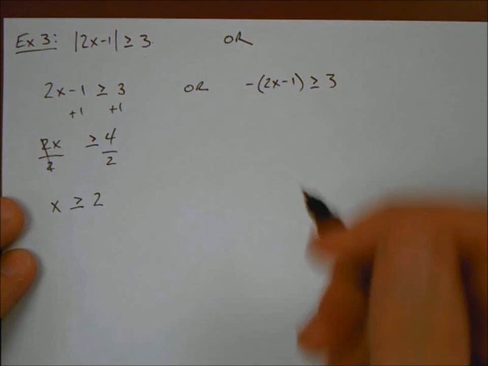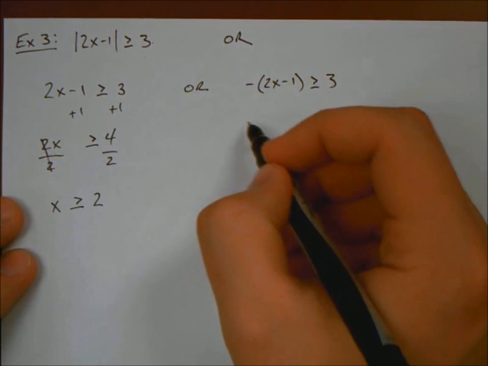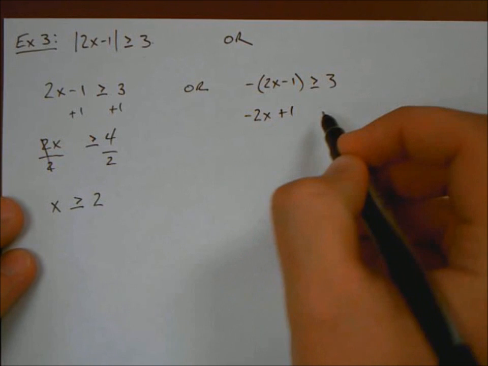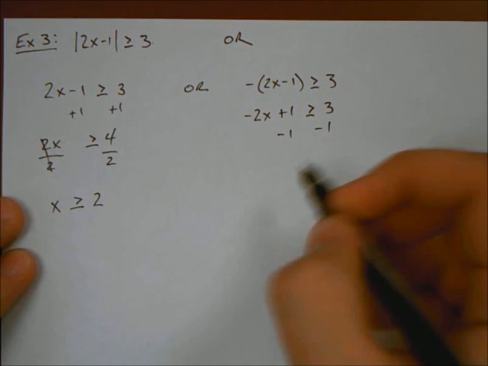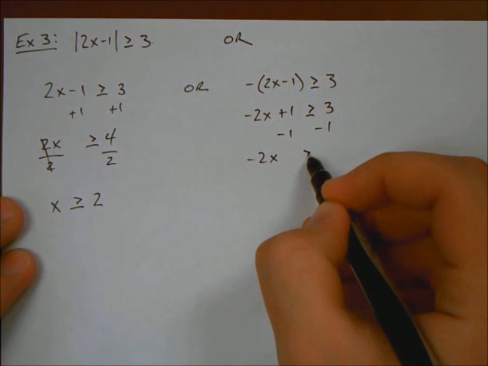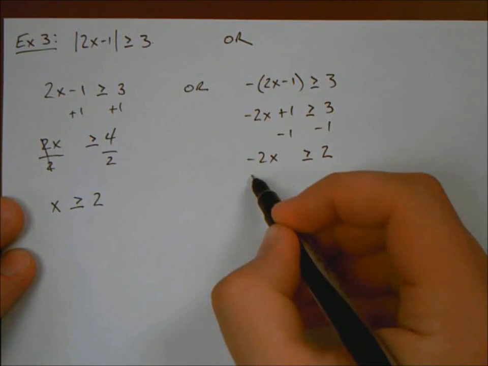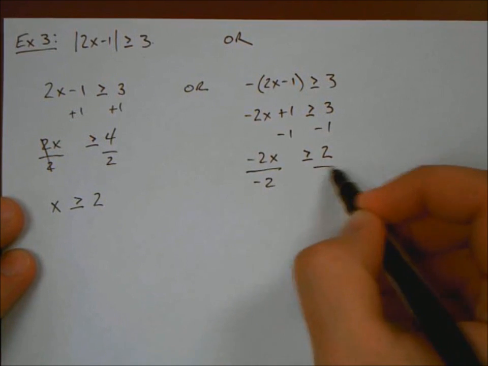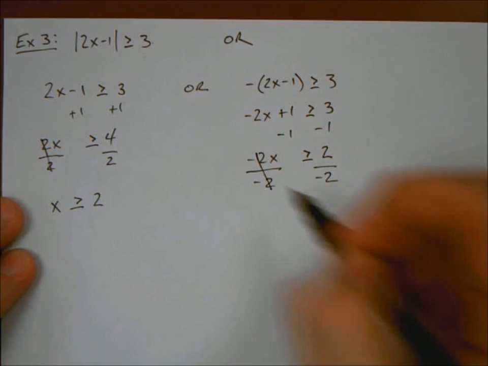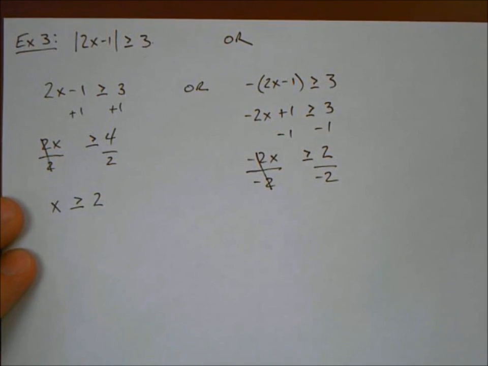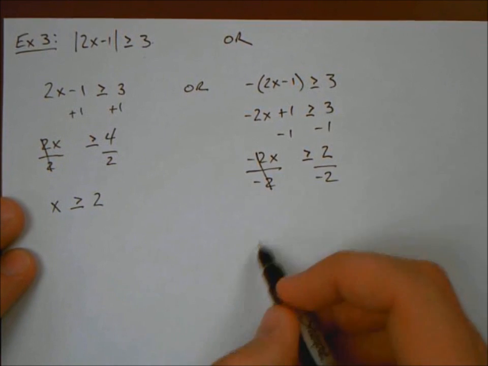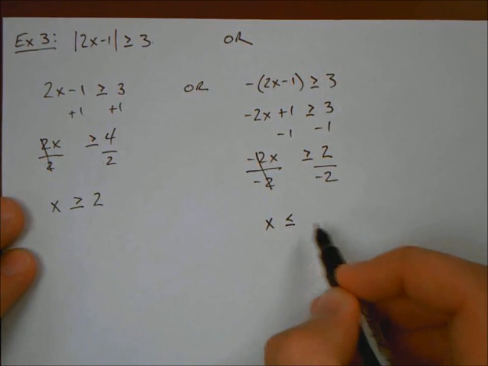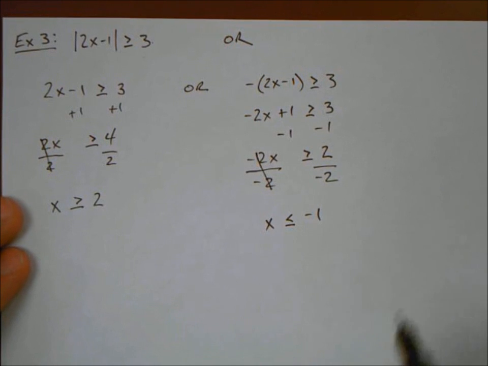On the right side, after I distribute the negative, negative 2x plus 1 is greater than or equal to 3, minus 1 on both sides. Negative 2x is greater than or equal to 2. Then I divide both sides by negative 2. Remember, when you divide or multiply by a negative number, the inequality sign has to flip. So x is less than or equal to negative 1. So now I can draw my number line.